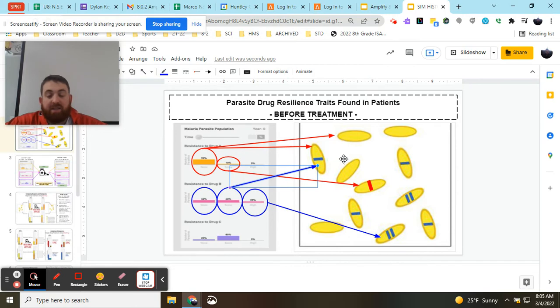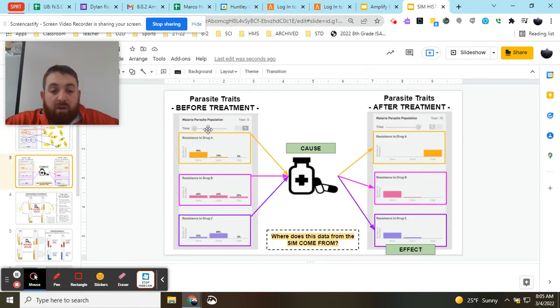So scientists collected this data before we used our different drugs to see what the parasites' traits were like before we used our drugs. And this is what our patients' malaria population would look like for their parasites. Now, these histograms are used to show the resilience levels before treatment. When we dive into our simulator, we're able to look at those histograms and see the cause and effect between those drugs that we use.